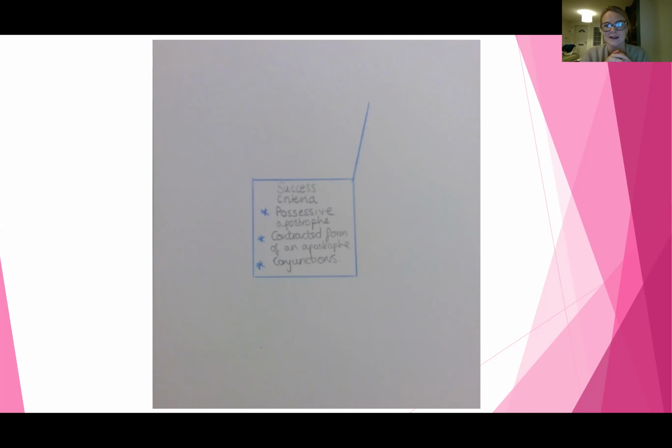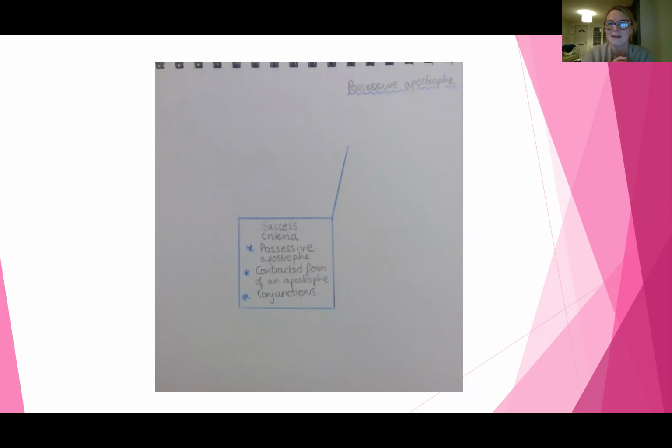Right, well done. So hopefully you're now ready to have a look at your writing and see what you've done, what you've included in it, and have a look for some examples. So our first line off of our success criteria box is going to have the title possessive apostrophe. And what you're going to do is you're going to read through your alternative ending and write some examples of where you have used the possessive apostrophe.